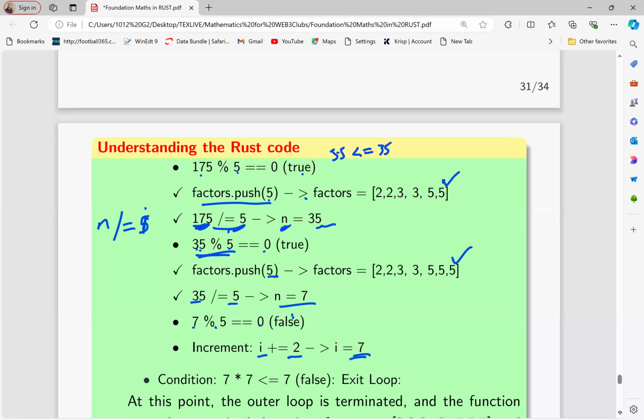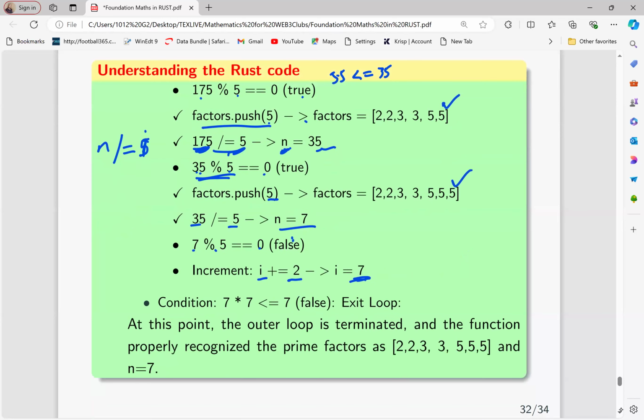So when you increment I to be 7, you check whether 7 times 7 is less than or equal to 7. And you find that this condition is not met. So it's false. You now exit that loop. What are you exiting with? You're exiting with the n, which is 7. You're also exiting with these factors.